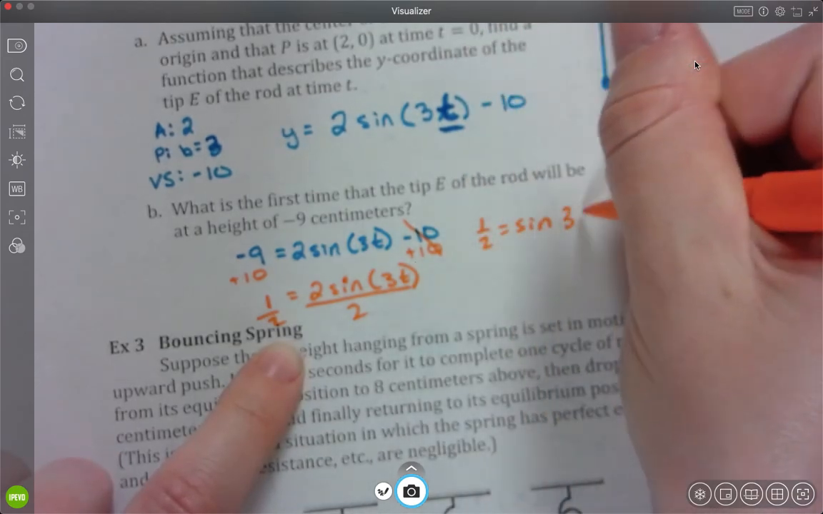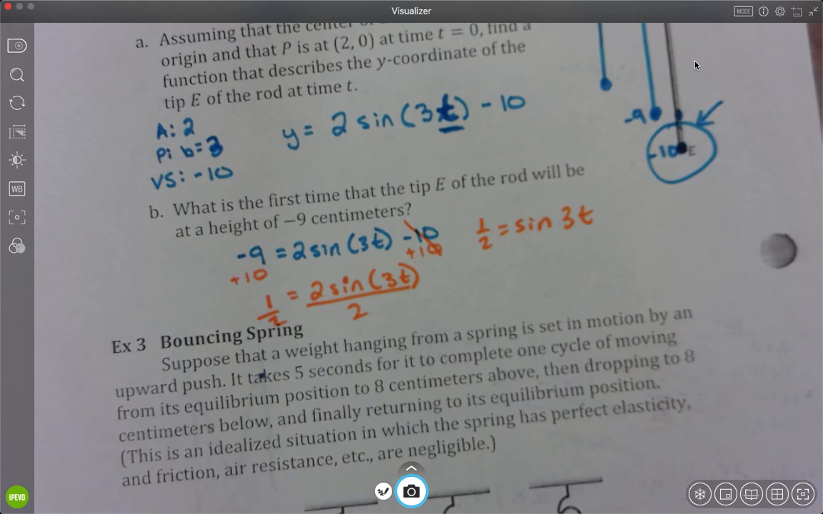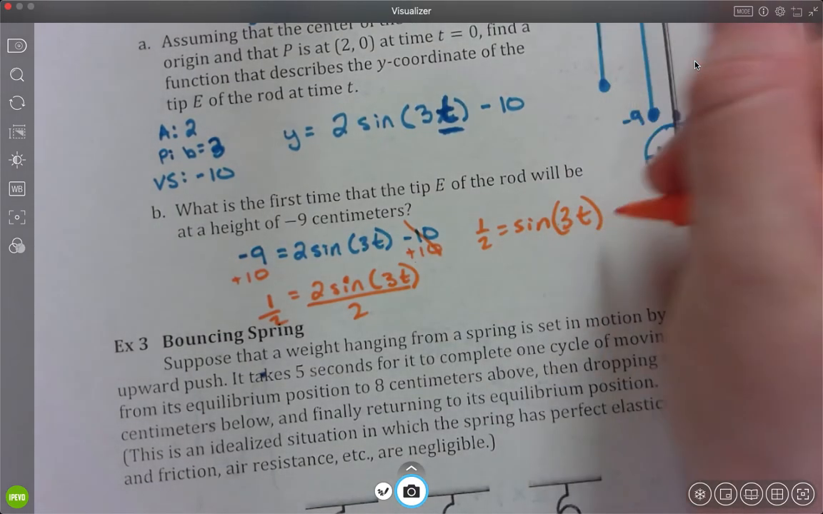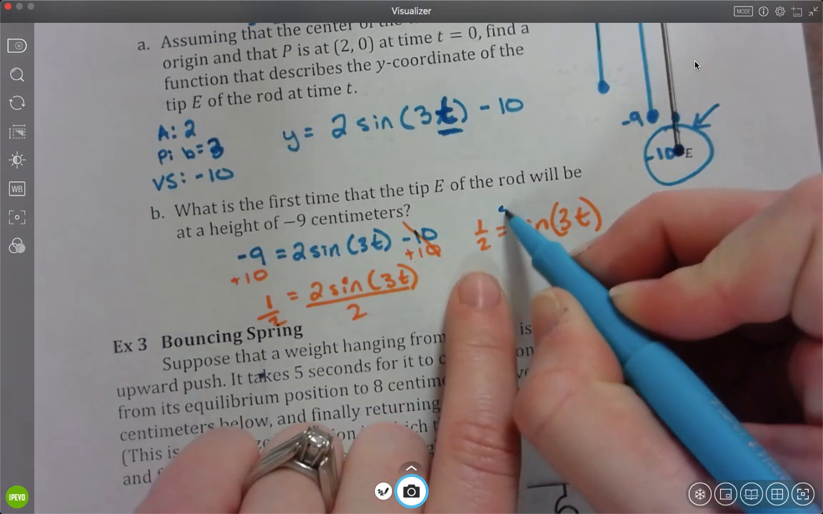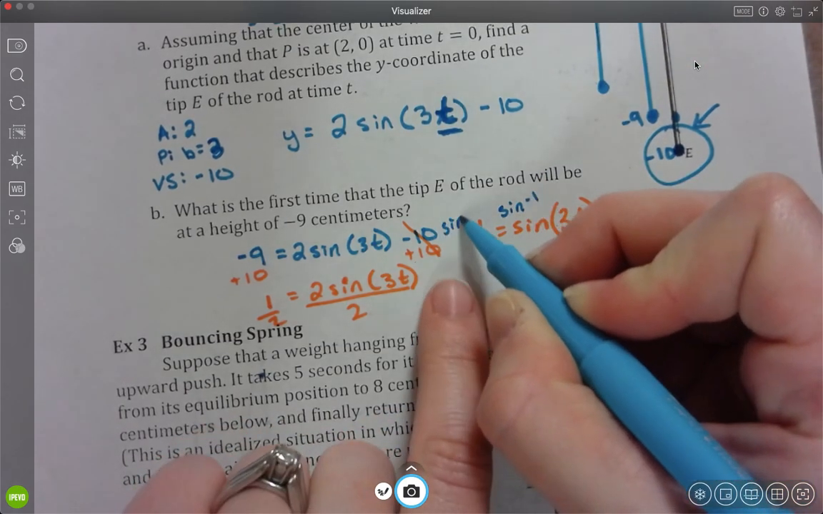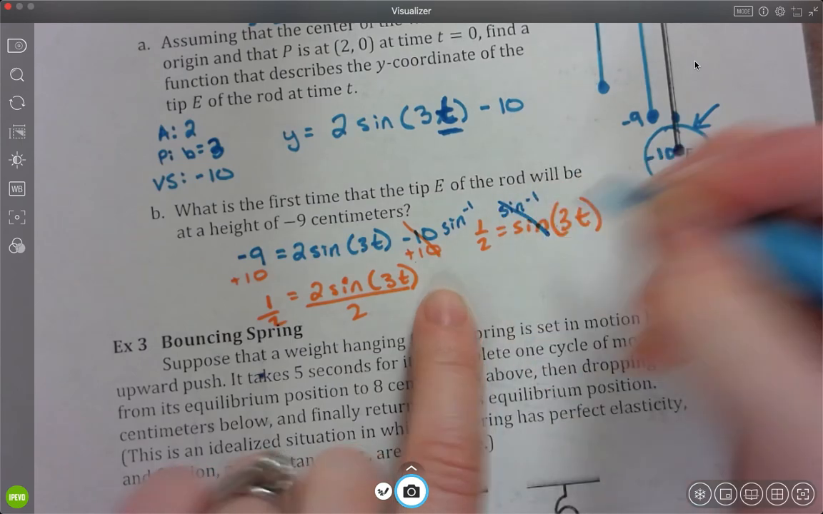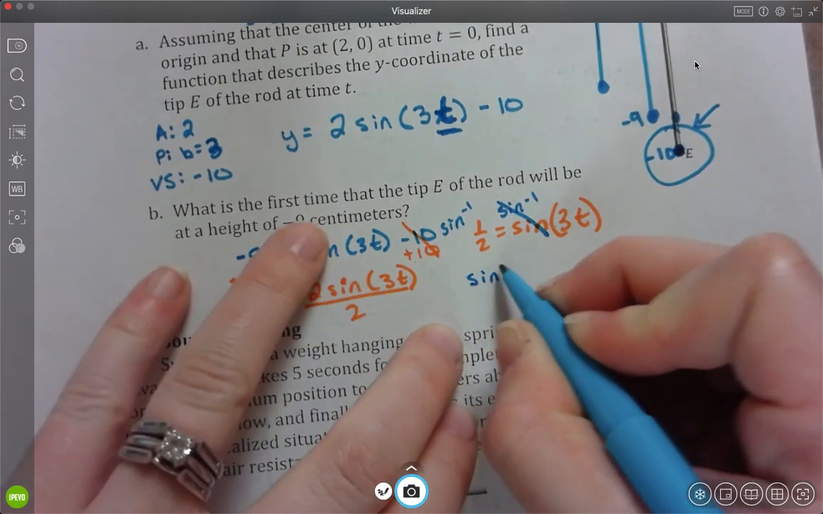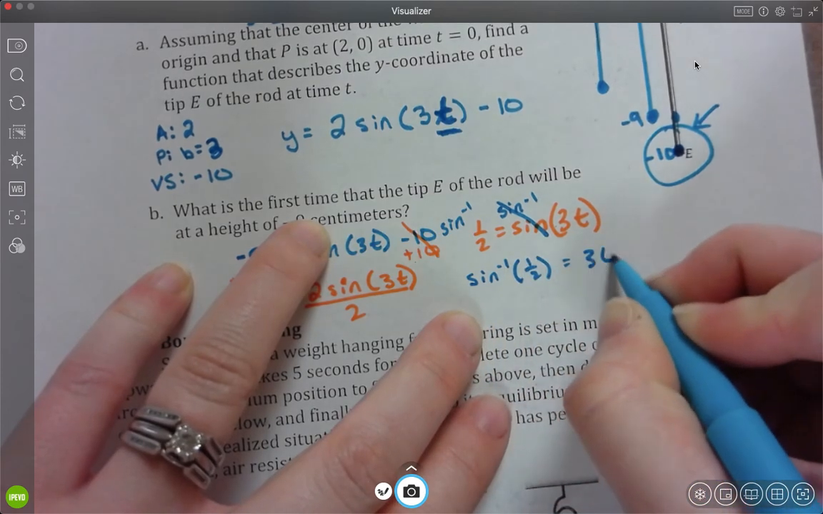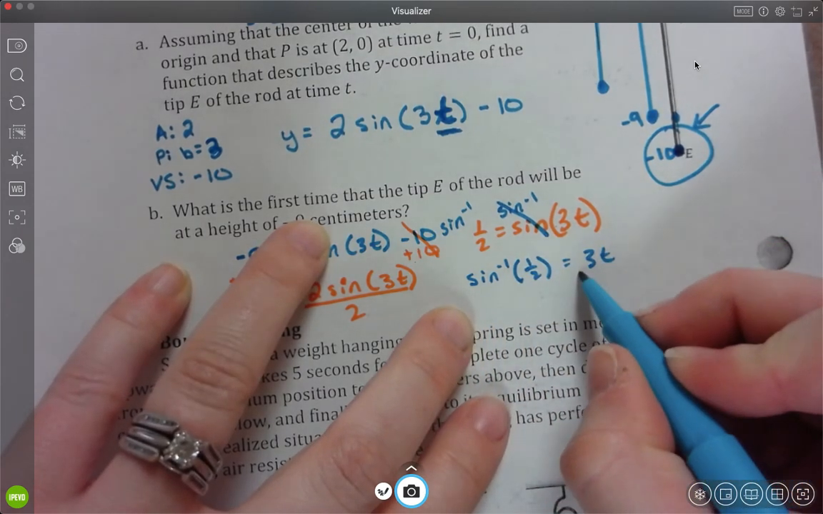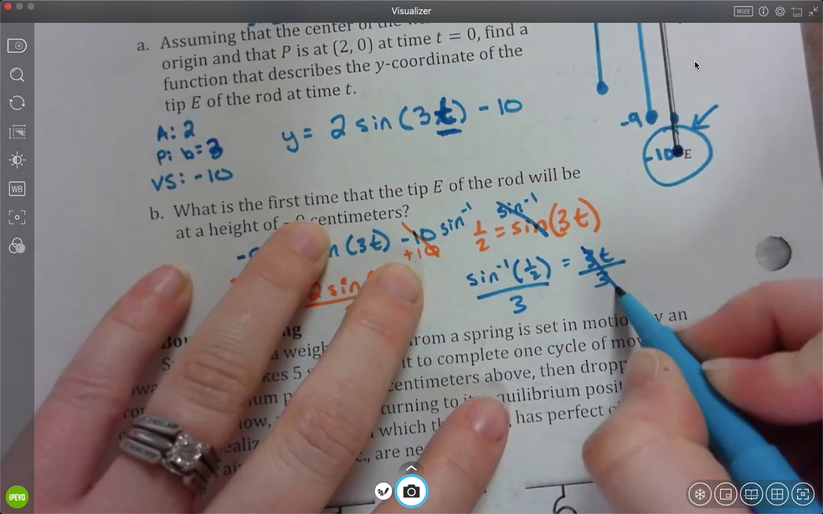Now here's the deal. Since the 3 is stuck inside with the t, I want to get rid of the sine first. Not divide by 3, I want to get rid of sine first. So I'm going to do the inverse sine. Inverse sine of 1/2 equals 3t. And then I'm going to divide by 3. I'm just going to do this all in one shot and figure out what my time is.